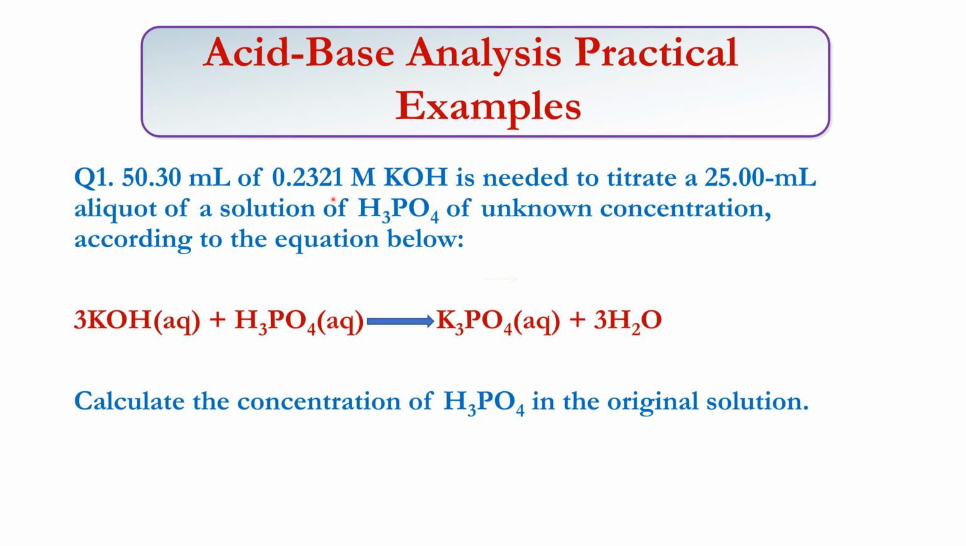50.30 ml of 0.2321 mole KOH is needed to titrate a 25 ml aliquot of a solution of H3PO4 of unknown concentration, according to the equation below. And you are asked to calculate the concentration of H3PO4 in the original solution.